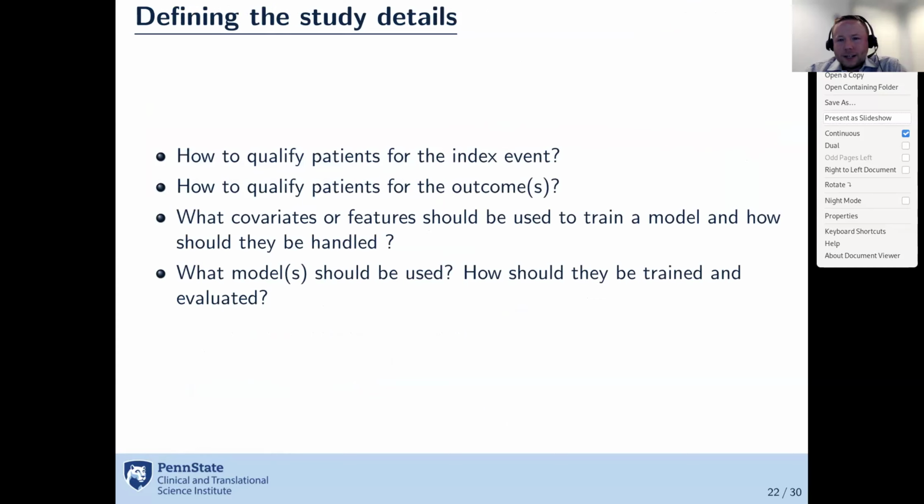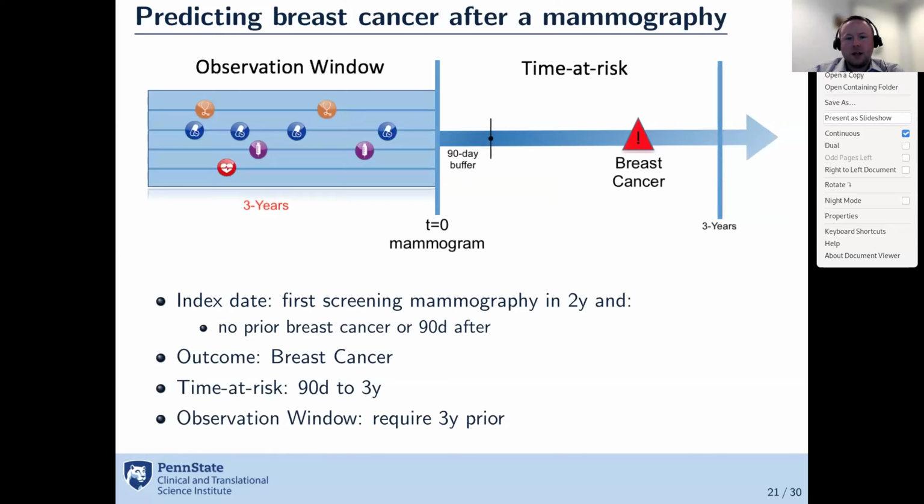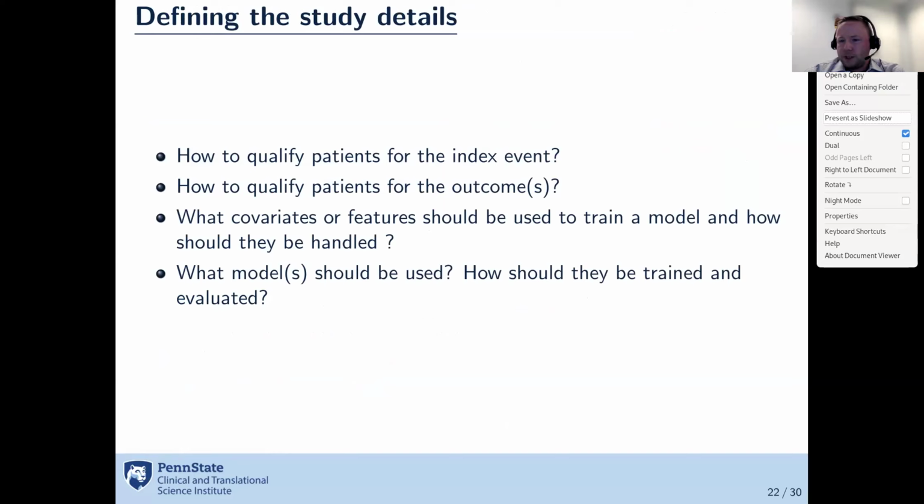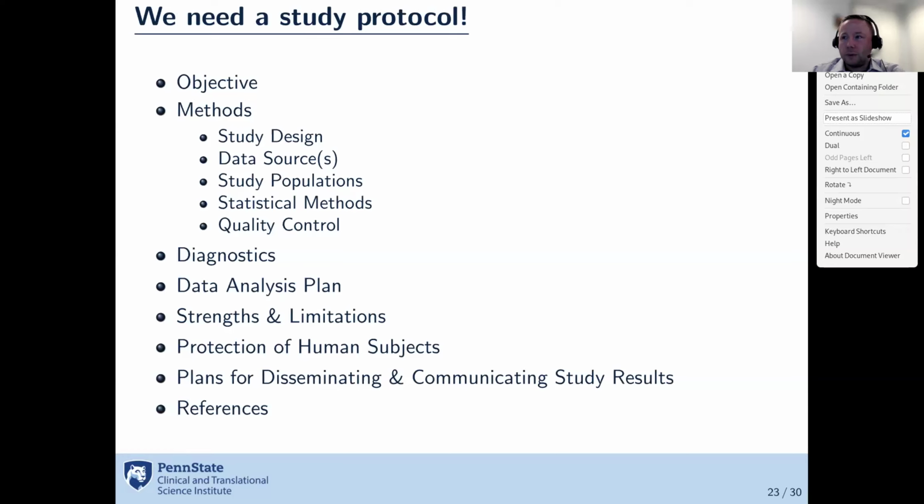So, defining the study details. Once you have your clinical question, you have to start to think about how you qualify patients for the index event. How do you qualify patients for mammogram screening? How do you qualify for that outcome event of breast cancer? What covariates or features are you interested in using to train a predictive model? What models should be used? What hyperparameters should be selected, etc. These details and more are captured in the OHDSI study protocol.